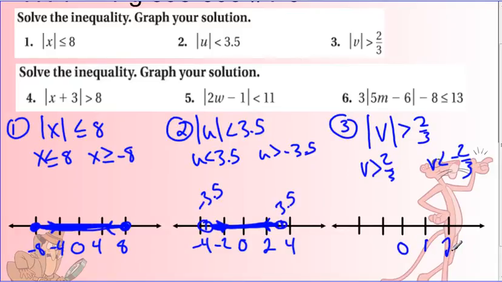Yeah, we'll just do 1, 2, negative 1, negative 2. 2/3 is here and here, so this is our positive 2/3. This is our negative 2/3. We need a hollow dot at each. And this says v is greater than the positive, so bigger than the positive one is this way. Less than the negative one is this way.